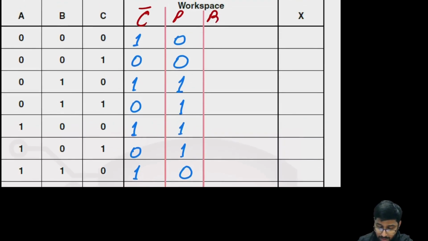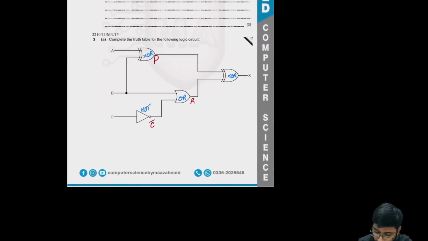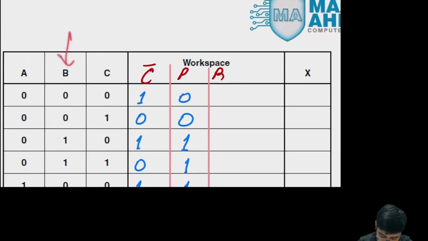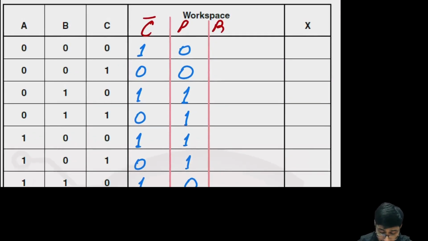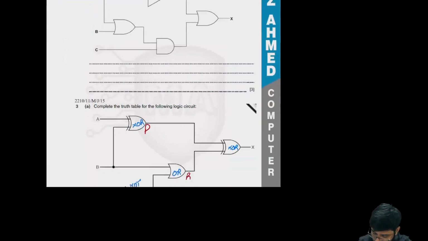Now moving ahead towards R. So what was the R right over here? R is something with B: one of the inputs of the R is coming from B, and the other one is coming from C naught. Do remember the other one is coming from C naught. So for finding out the R, we need to check B and we need to check C naught. We do not need to check C. Do remember this: you need to check B and you need to check C naught.